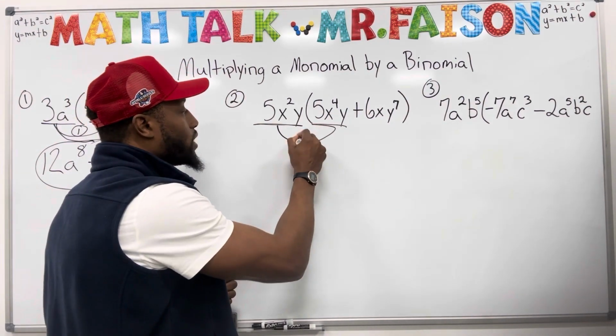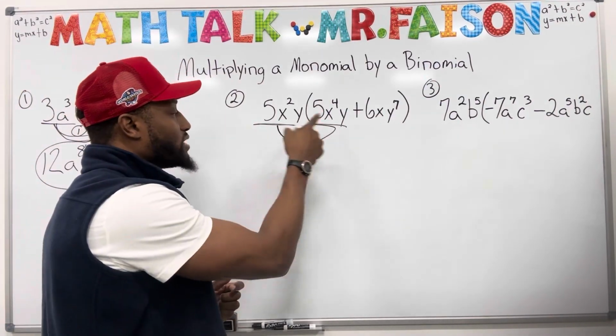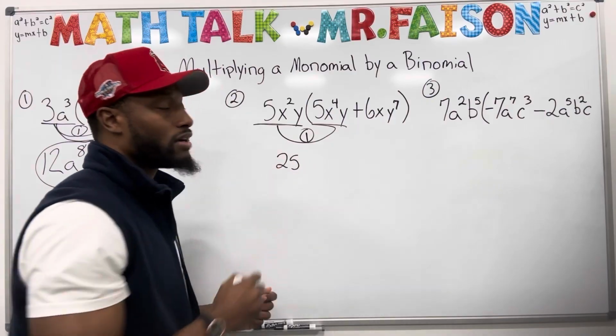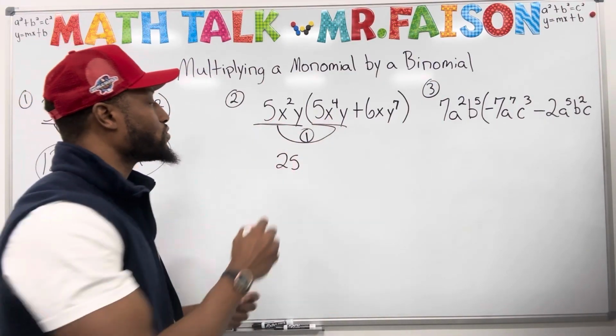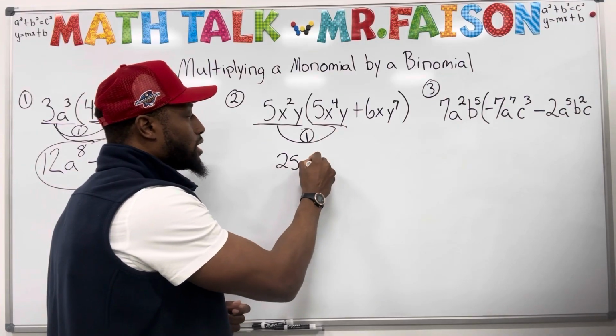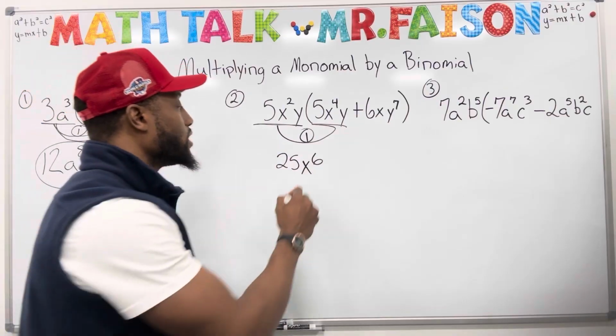So remember, this is step one. First thing I do is I multiply the big numbers. 5 times 5 is going to give me 25. Then I'm going to add my x's. I have 2 x's right here and 4 x's right there. That's going to be x to the 6th. Then I'm going to add my y's. I have 1 y right there, 1 y right there. That's 2 y's.